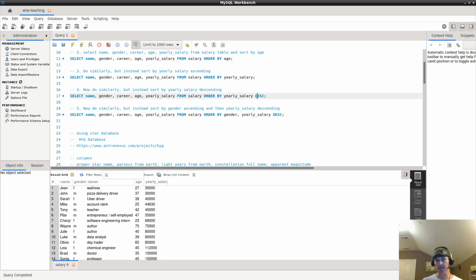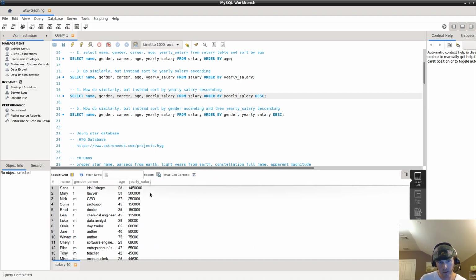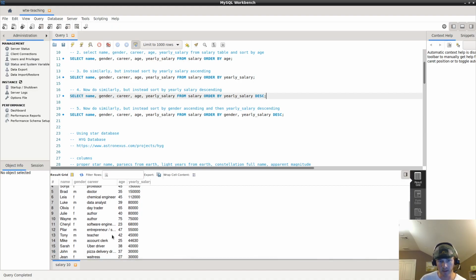And the DESC, that means descending, and that'll sort by yearly salary, descending. DESC is the key term you need to use if you want to sort descending. Okay, let's do that. So yearly salary is descending, so the highest salaries are at the top, going down.